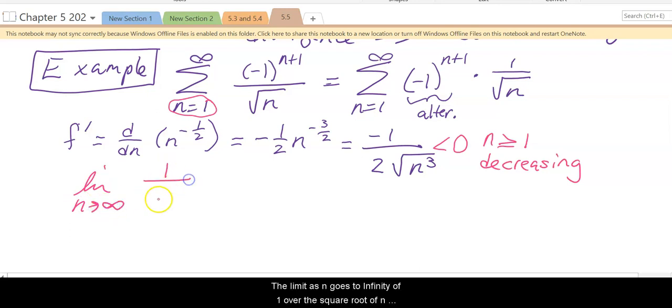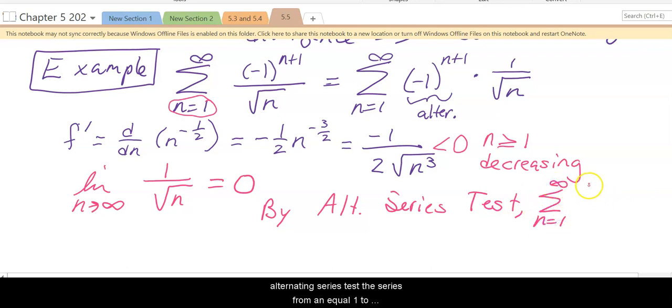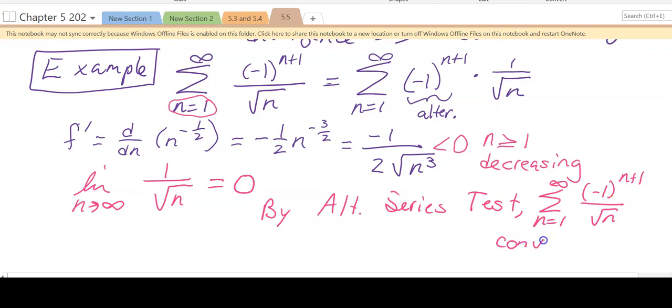The limit as n goes to infinity of 1 over the square root of n is clearly 0. Thus, by the alternating series test, which yes, you may abbreviate, this proves that the series from n equal 1 to infinity of -1 to the n+1 over the square root of n converges. Is it absolutely convergent?